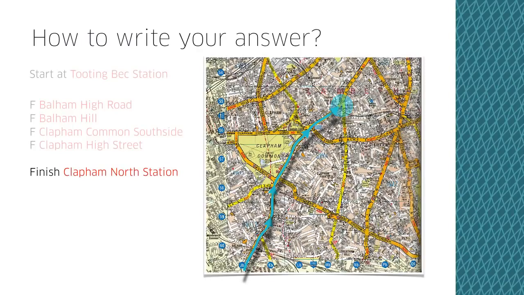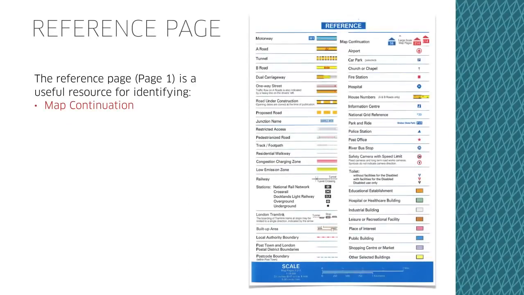Once you have completed your route selection, you will need to list the closest station to the start and end point. This cannot be the actual stations you start or end your journeys on. I will now show you the reference page, which will help you identify the symbols for stations. These include Crossrail, National Railway Network, Docklands, Light Railway, Overground and Underground.